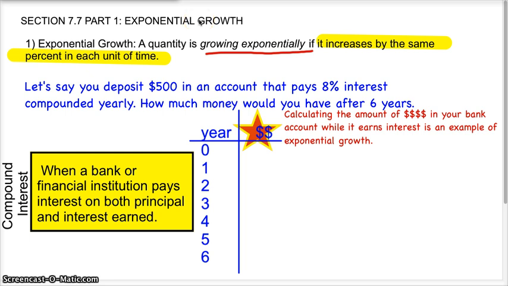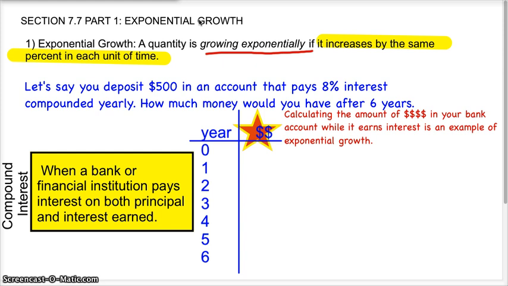In section 7.7, we discussed exponential functions, both showing exponential growth and exponential decay. In section 7.7, part 1, we are going to focus just on exponential growth. Please pause the video and copy the definition. We're going to start with an example.